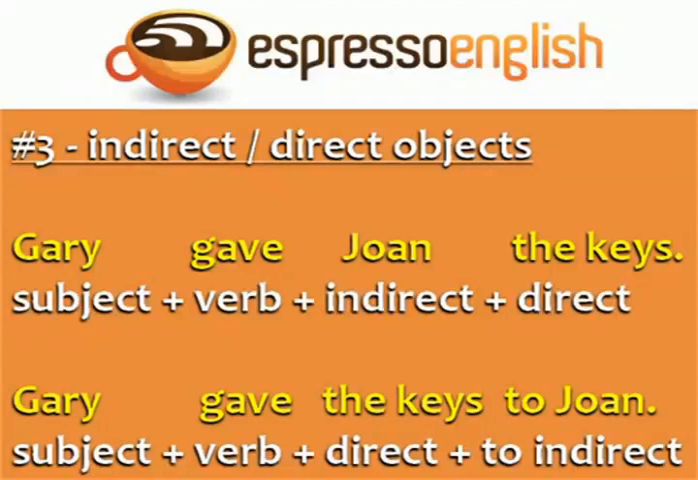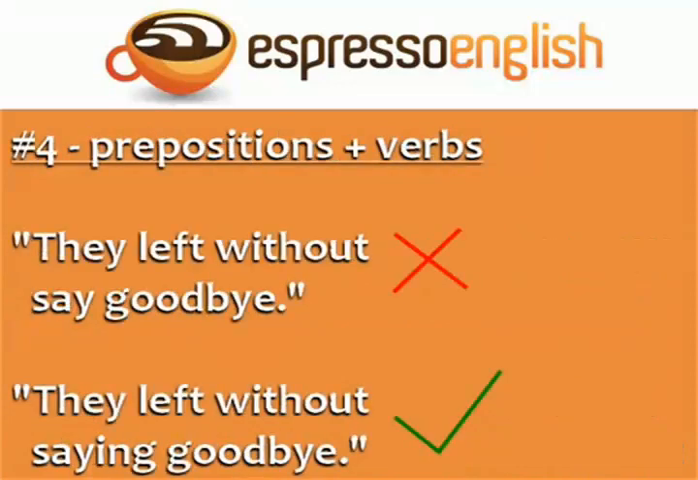You can also put the direct object first and add to before the indirect object. Gary gave the keys to Joan. However, you can't put the indirect object first and use to. Number 4. Prepositions and verbs.